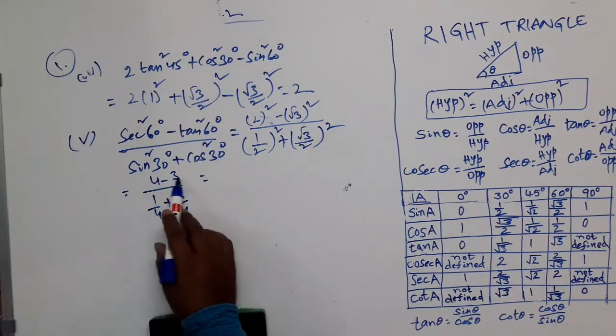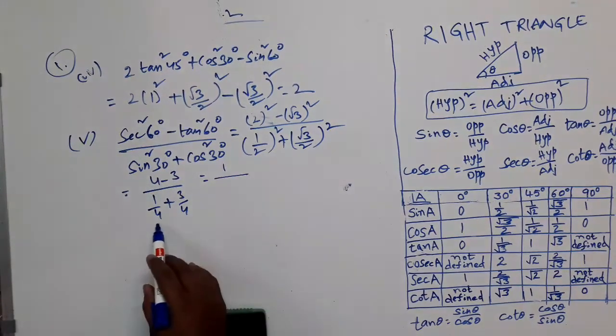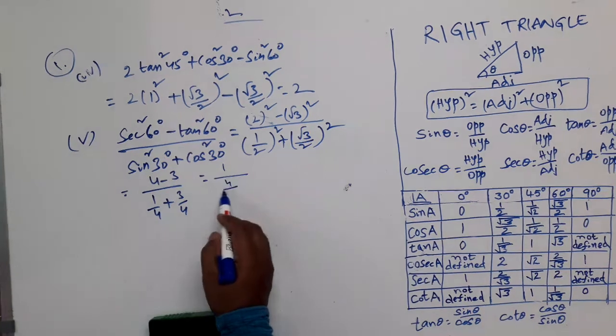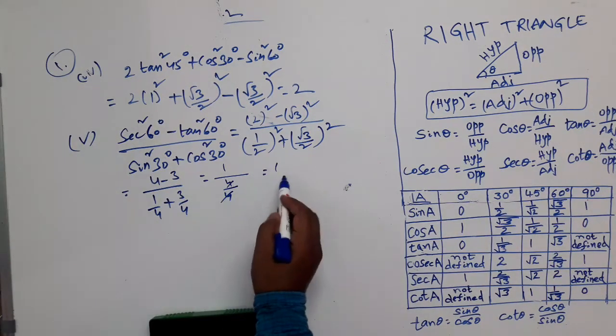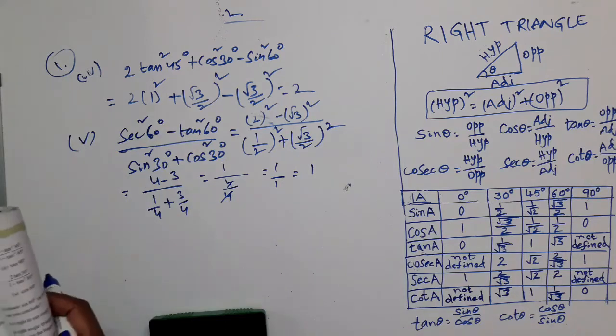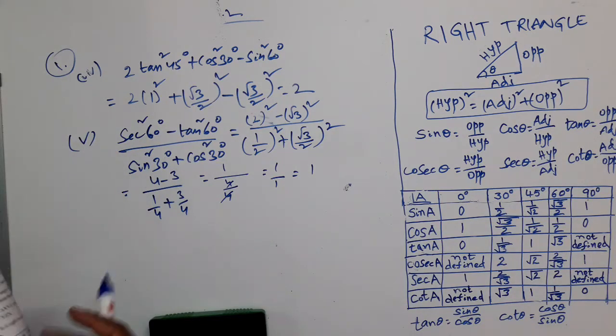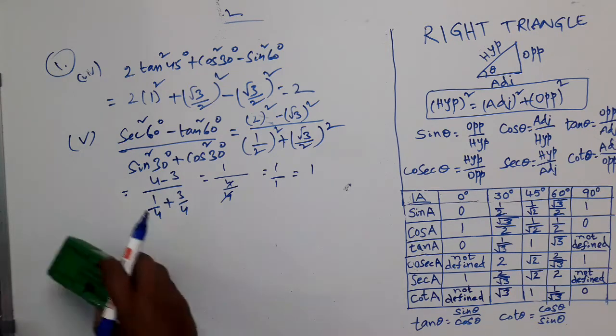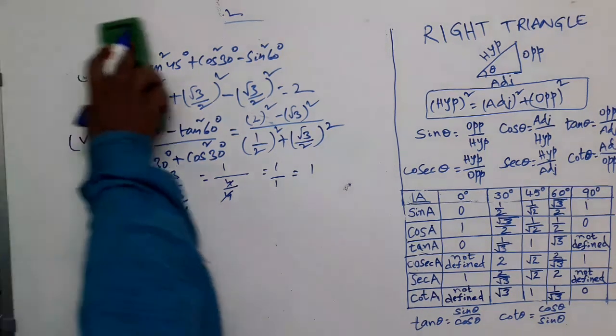Simplify further. 1 by 4 plus 3 by 4 is 4 by 4, and 4 by 4 is again 1. So your answer is 1 for that. That is question number 1. Part 5 is also finished.